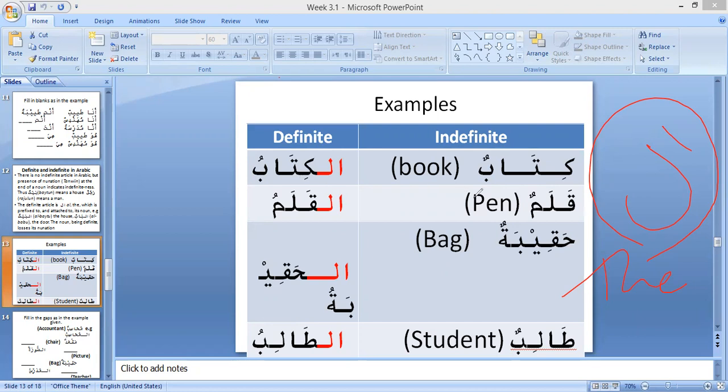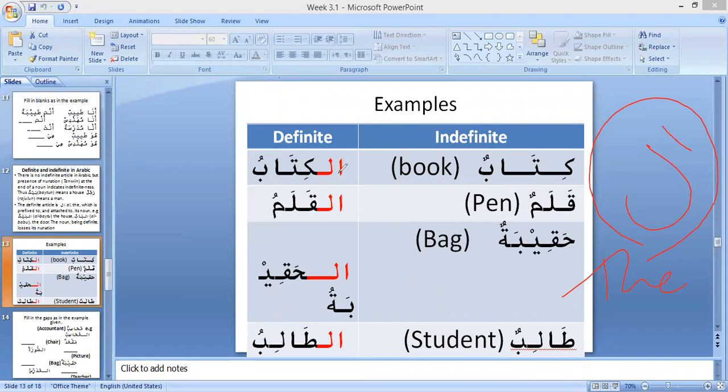Qalam is a pen. You say hada qalam, this is a pen. But when you say al-qalam, that is the pen, a known pen. So when you turn a word into definite in Arabic, it's just a matter of adding al.